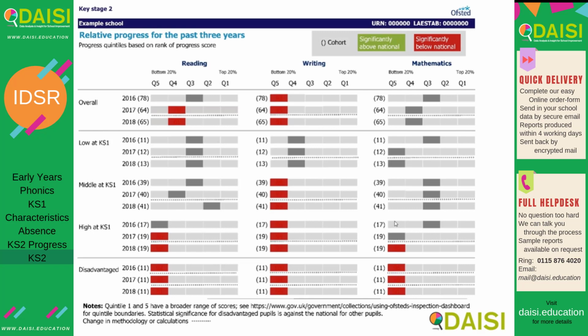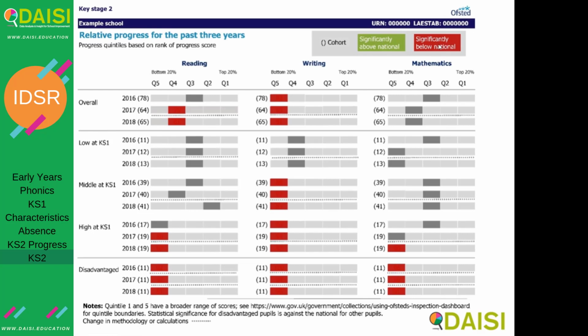In the IDSR, currently on page 4 in my version, but it might vary, we have the progress quintiles for the last 3 years for reading, for writing, and for maths. So in other words, was your progress in the top 20% of all schools or the bottom 20% of all schools? Was it significantly above average, which is in green, or significantly below average, which is in the red?